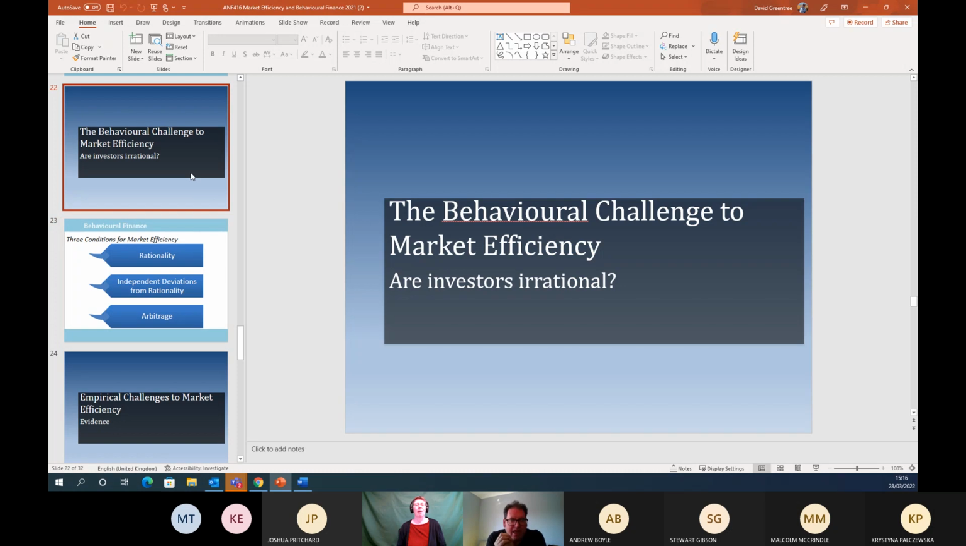It then talks about behavioural challenges to market efficiency. And really, I suppose the question is, are all investors rational? Rationality and people making rational decisions as investors is one of the key conditions for market efficiency. And if investors don't act rationally, then it's very difficult for market efficiency to hold because it's relying on that rational decision-making approach.